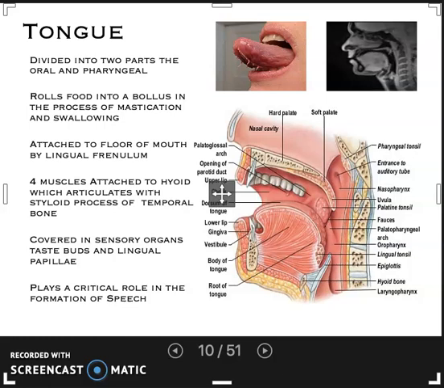The tongue's role is to roll up food into a bolus, and it uses the roof of the mouth and the ridges on the roof of the mouth to turn your food into little slimy balls so you can swallow them. It's covered in sensory organs, taste buds, and these little protrusions called lingual papillae. And of course, you couldn't speak without a tongue.